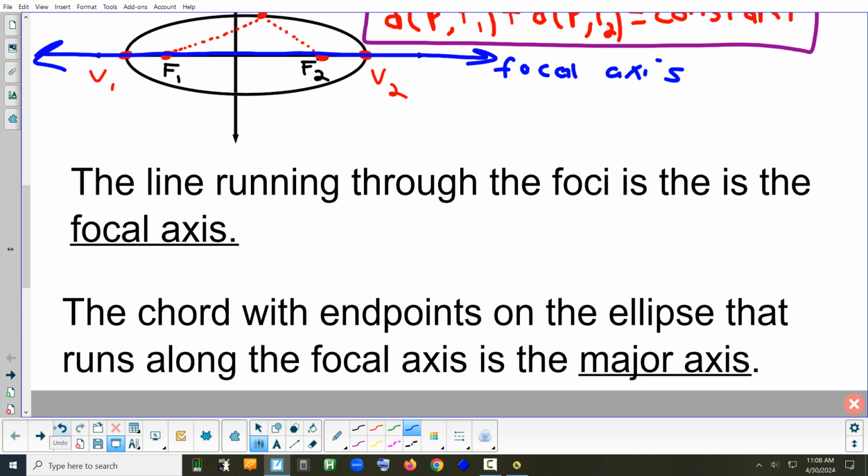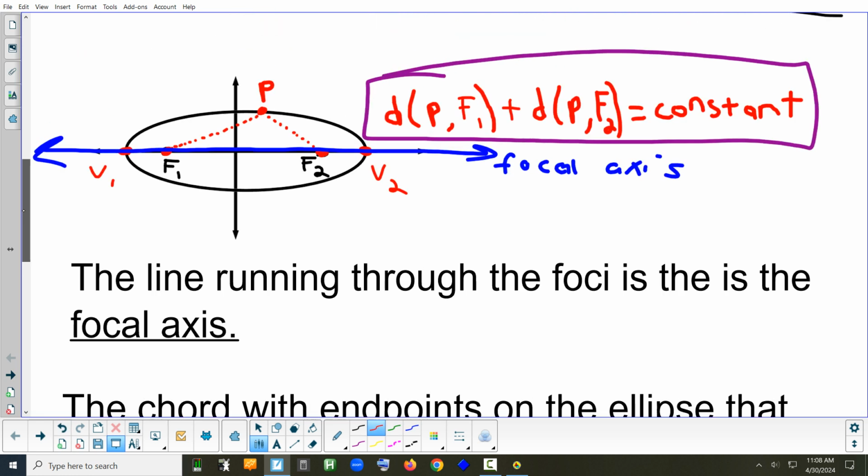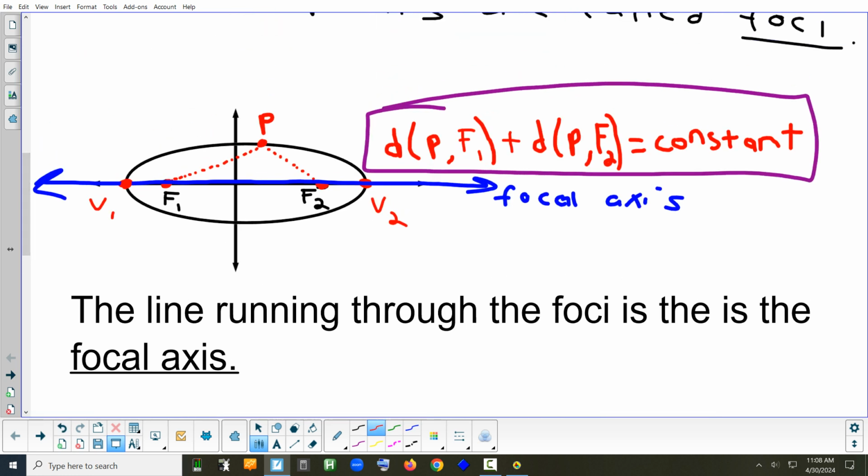If you draw a chord, remember a chord, like when you draw a circle, it's a line segment. So if you draw a chord with the endpoints on the ellipse running on the focal axis, like this, go from here to here, and connect that line segment. Again, it's really called a chord in an ellipse.